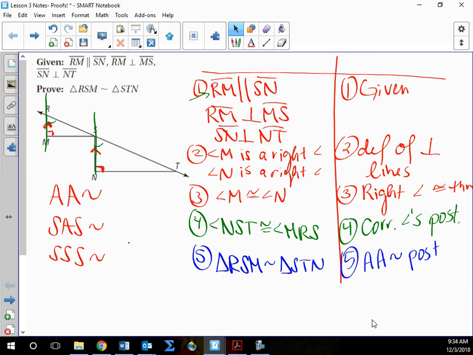Again, similar information as before. We're still using parallel lines. We still have vertical angles we can use. We still have perpendicular lines I can use.